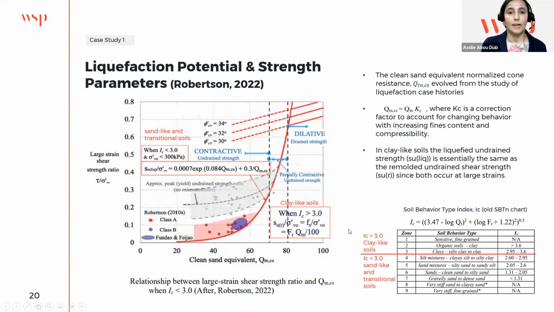In clay-like soils, the liquefied and remolded shear strength is the same as the remolded and undrained shear strength, because both occur at large strains. If we are pushing a cone, the remolded and undrained shear strength would be the same as the sleeve friction because they involve large strains. And if we are pushing a ball or a T-bar in very soft clay or in tailings, we would cycle the ball or the T-bar many times and then conduct a test again to assess the remolded and undrained shear strength of the clay material or clay-like soils.